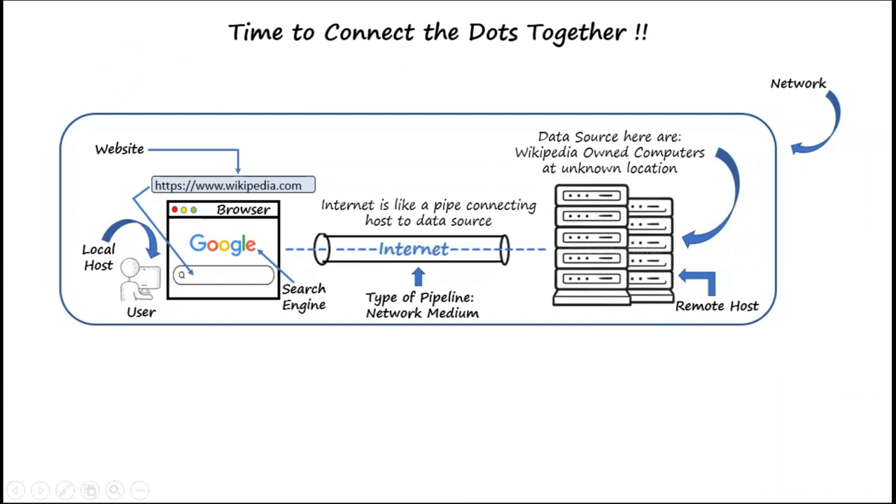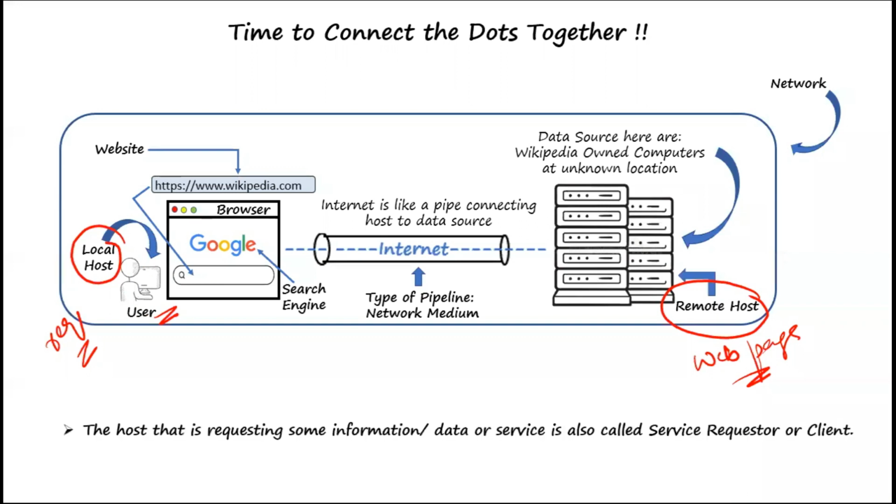So now comes what is client and what is server. To understand this, the local host is requesting information, and a remote host is providing the web page. Our user is asking, so it is called the service requester. So let's see the definition. The host that is requesting some information or data or any service is called a service requester or client. So this becomes our client.